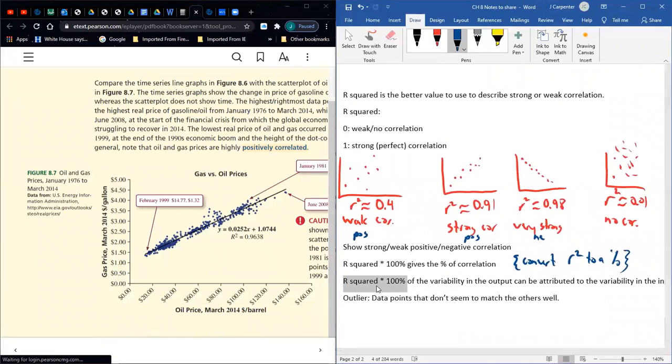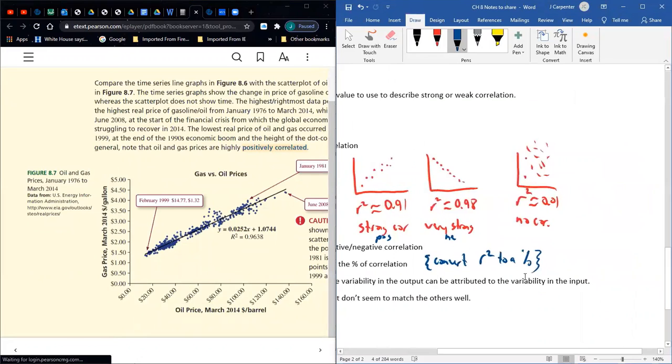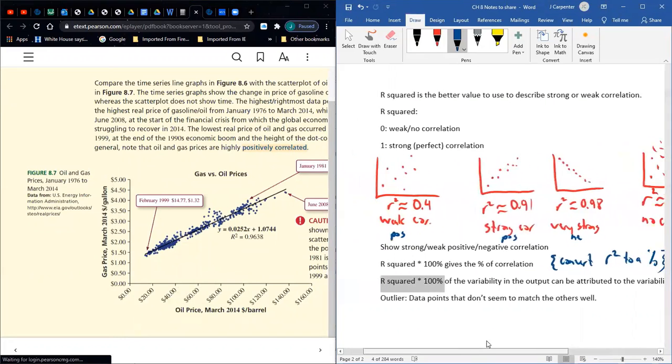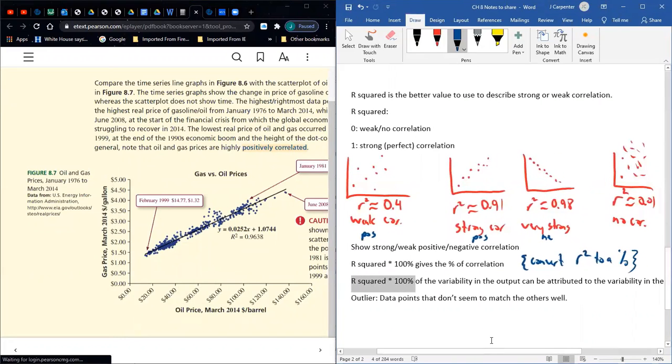There we go. So again, the statement we make is 96% of the variability in the, instead of saying output, we would say gas price or price per gallon. So 96% of the variability of gas price can be attributed to or is linked to the variability in the oil price. So 96% of the change in gasoline price is linked to the change in oil price. That's the correlation. Gasoline prices at the pump have a 96% correlation with oil prices.